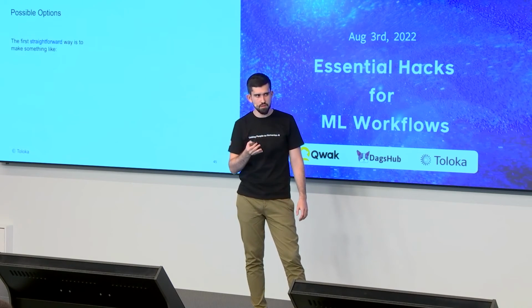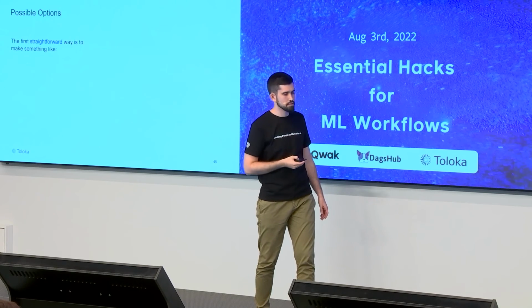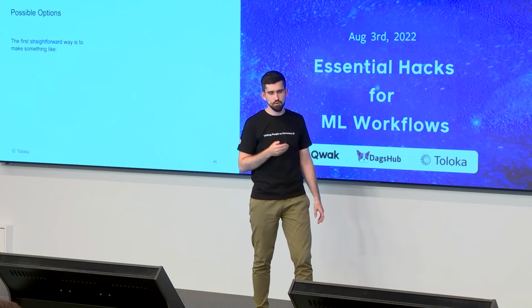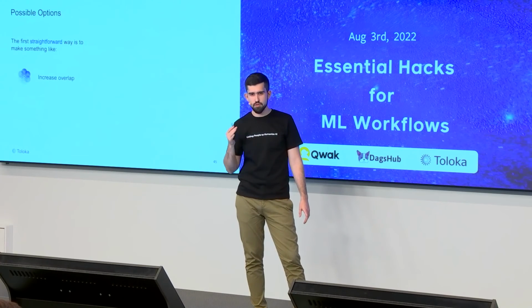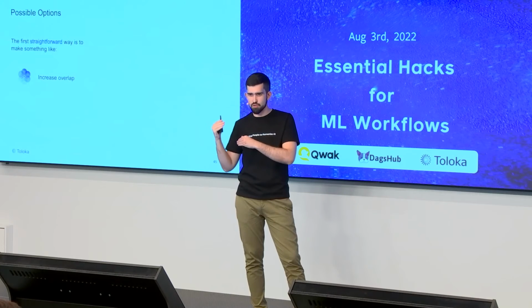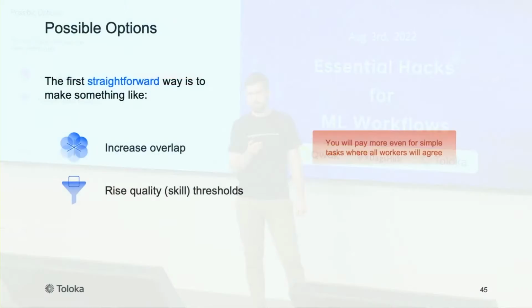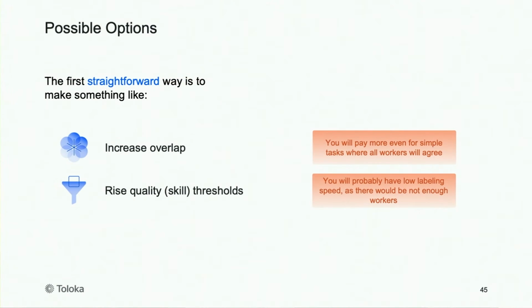And actually, here we use a thing which we call relabeling, but actually, again, as I say, new requesters make a lot of mistakes, and they usually just increase overlap, like the amount of times which the same task is performed by different people. They just increase the thresholds, and the idea is that this won't work. Firstly, you will just pay more even for simple tasks. Then you will probably have a low labeling speed because there are a lot of people with a high skill. The way to make it is some relabeling, and you can do the following.